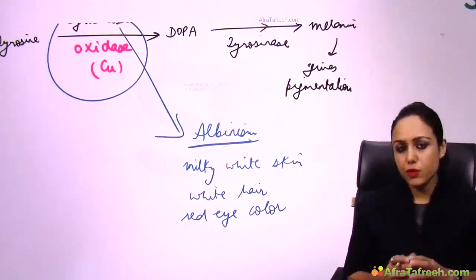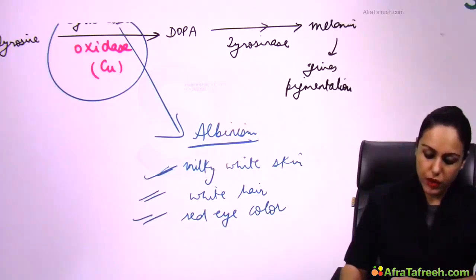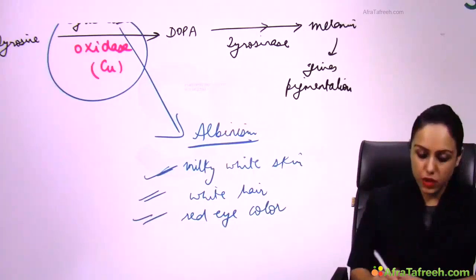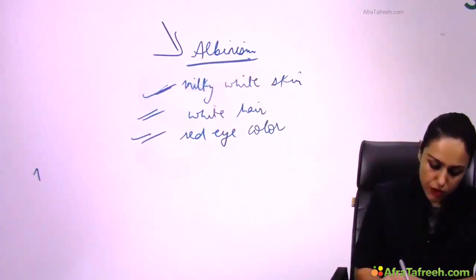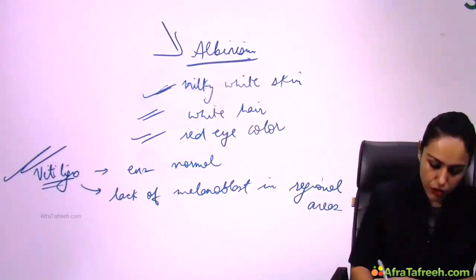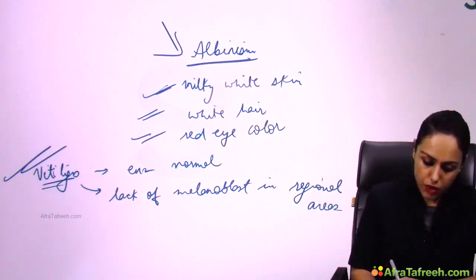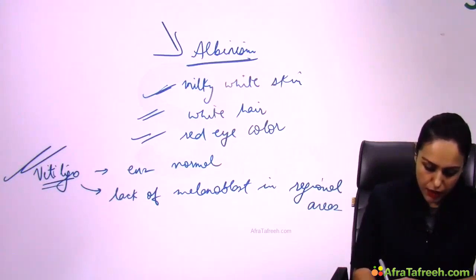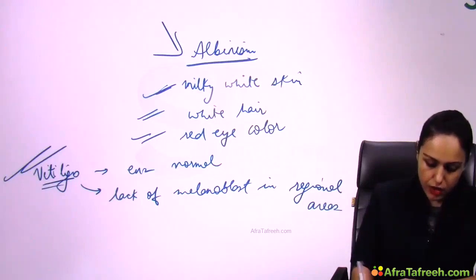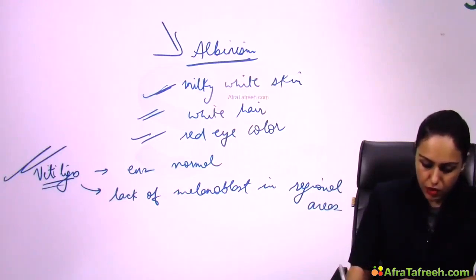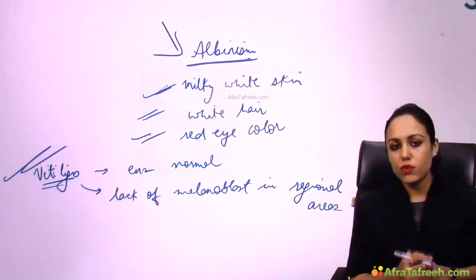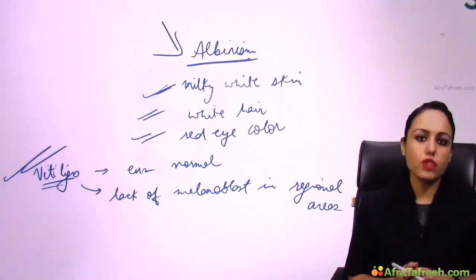Now tell me, what is the difference between albinism and vitiligo? In albinism, this enzyme tyrosinase is absent. But what is vitiligo? In vitiligo, the enzyme tyrosinase is normal, but the problem here is that there is a lack of melanoblasts in regional areas where pigment is absent. So that is vitiligo. So there is a big difference between albinism and vitiligo, right?